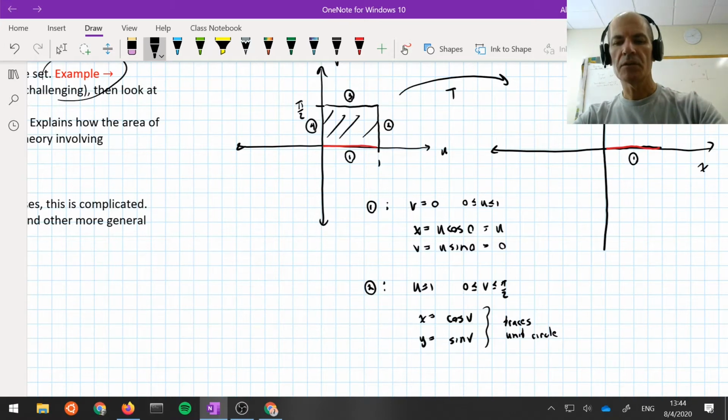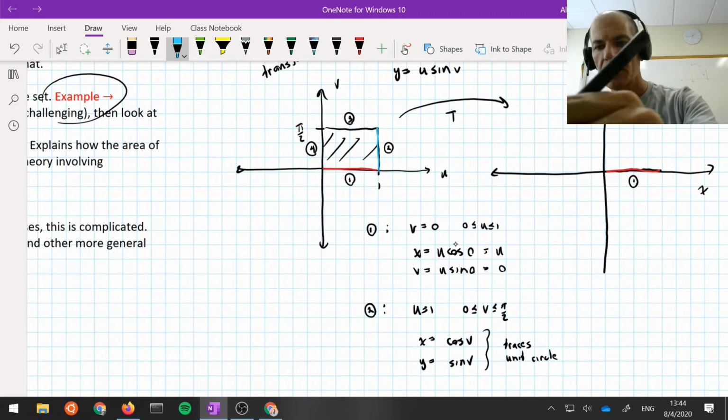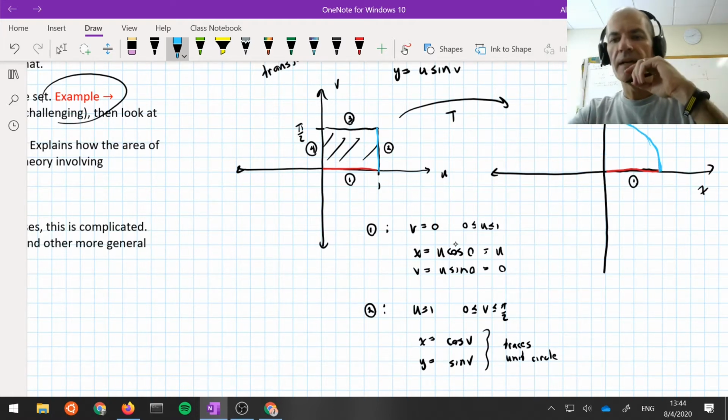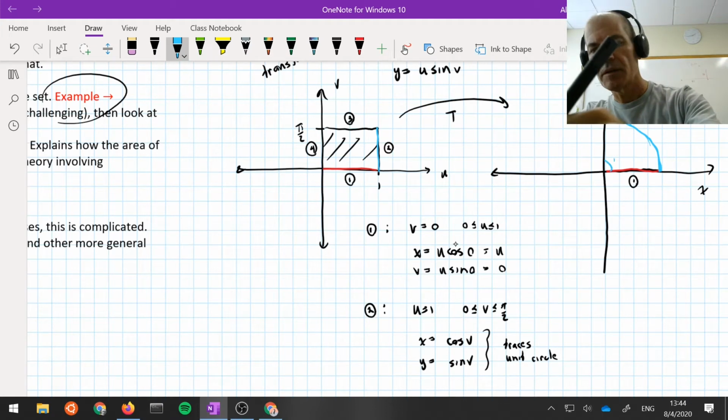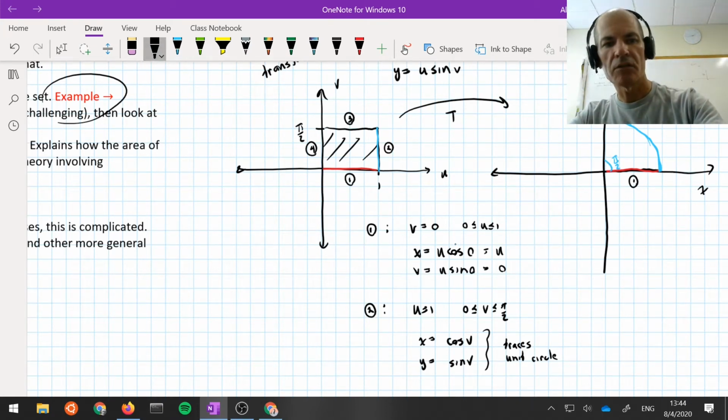What part of the unit circle? It traces out the part of the unit circle for v from 0 to pi over 2. So that's an arc. So the blue side is going to go along an arc like this. And the angle here is pi over 2. Let's keep going. So that's side 2.